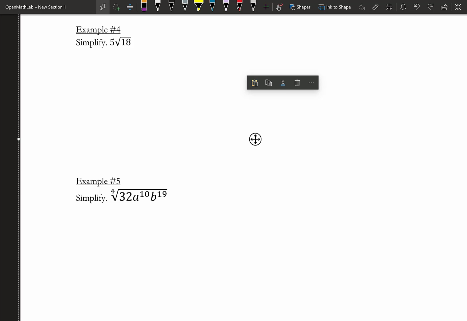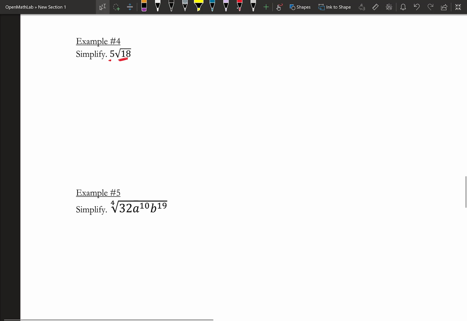So then the next one is 5 radical 18. Notice I have a factor times a radical, but that doesn't necessarily mean that it's simplified. And I know it's not, because 18 is equal to 2 times 9, where 9 is a perfect square, because that's 3 times 3, 3 squared. So in other words, 18 is equal to 3 squared times 2. And you could do the factor tree if you wanted for that.